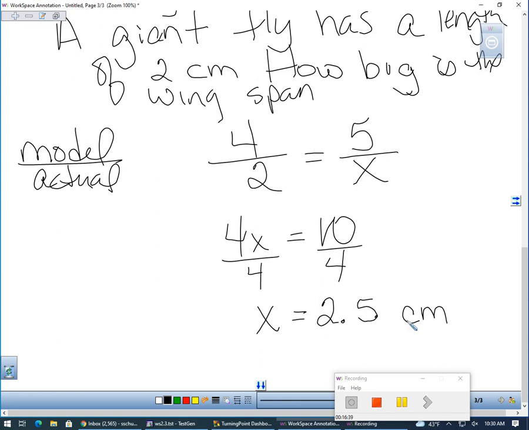Any questions? Okay, your homework is only 6 through 28 even. It's not that many problems. Number 6, I want to remind you, I'm just asking for corresponding sides and congruent angles.